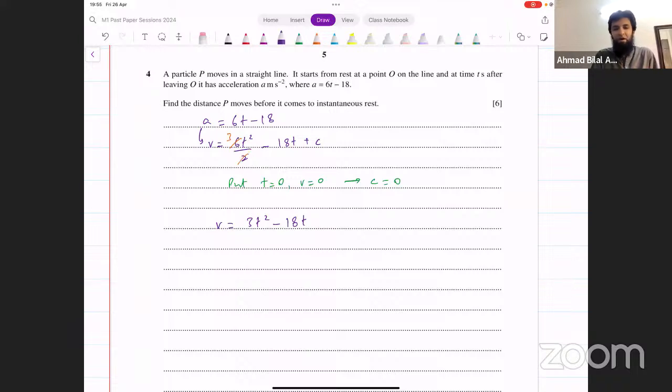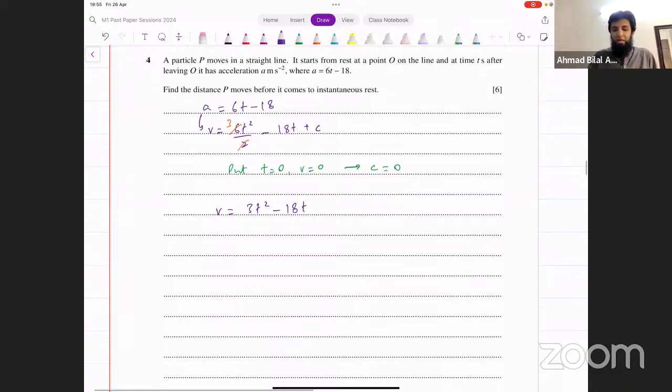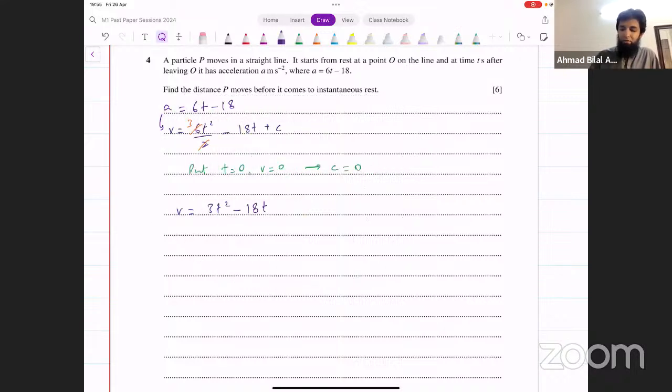And now that we have this value of this function v, now we need to find the distance traveled by the particle before it comes to instantaneous rest. Now, first of all, you need to find what that point is when it comes to instantaneous rest. For that, what you do is you've got the velocity function that's 3t squared minus 18t. Let's put v equal to 0 in this first, and let's find the point when the particle comes to instantaneous rest.